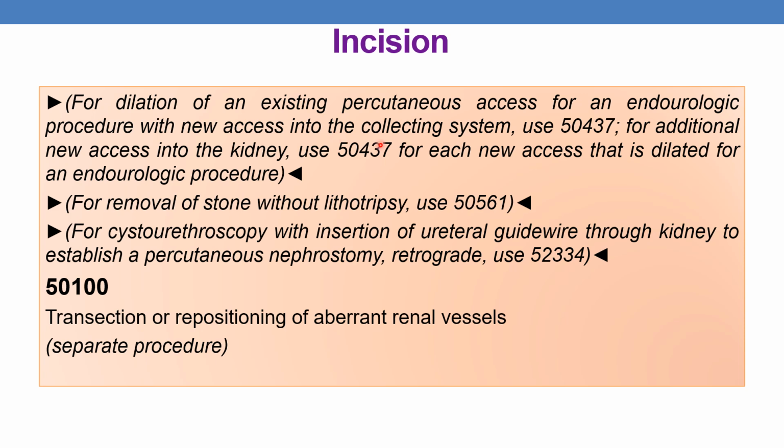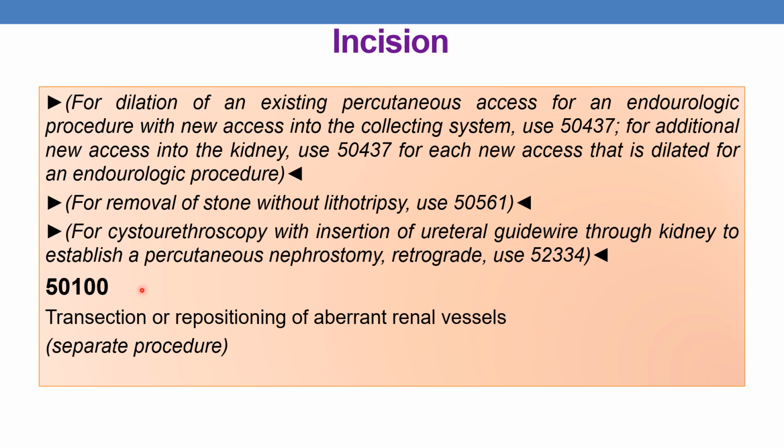And for dilation of existing percutaneous axis for an endourological procedure with new axis into collecting system, you need to use 50437. And for additional new axes into kidney, you need to use 50437 for each new axis that is dilated for an endourologic procedure. And for removal of stone without lithotripsy, you need to use 50561. And for cystourethroscopy with insertion of ureteral guide wire through kidney to establish a percutaneous nephrostomy, retrograde, you need to use 52334.